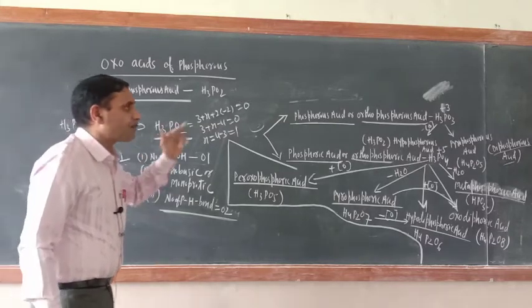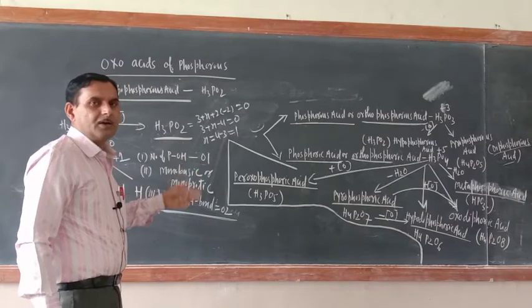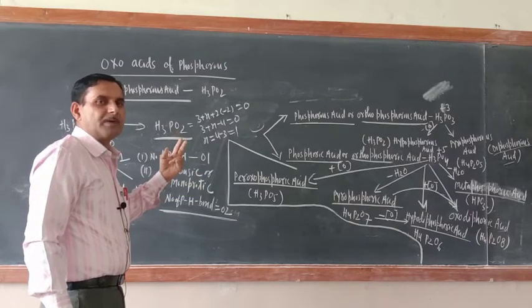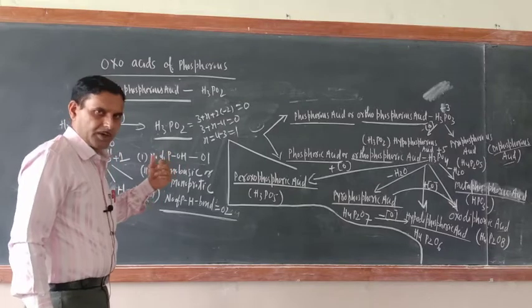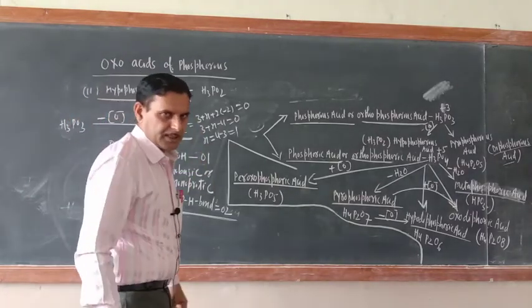Now the next one is pyrophosphorus acid. Pyro means heat. Take 2 molecules of H3PO3 and remove 1 molecule of water. Then you will get it.